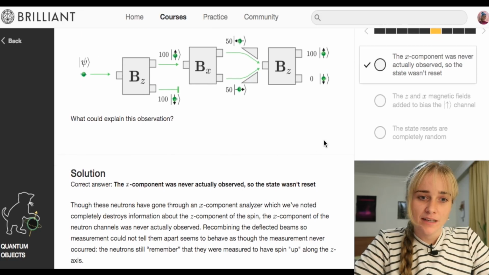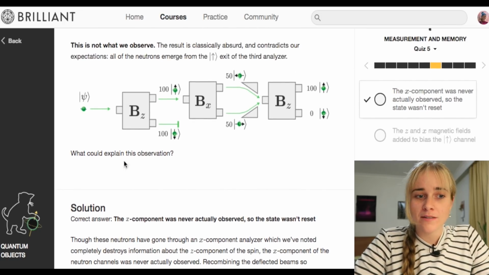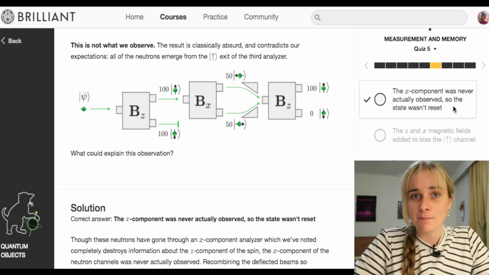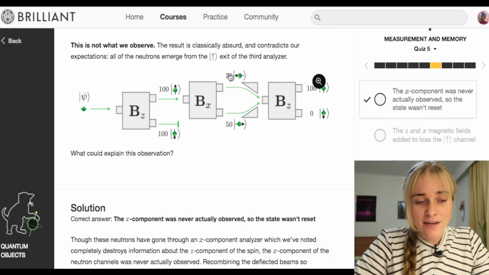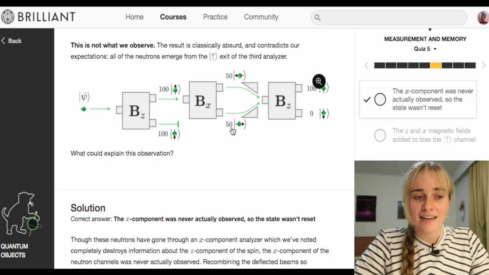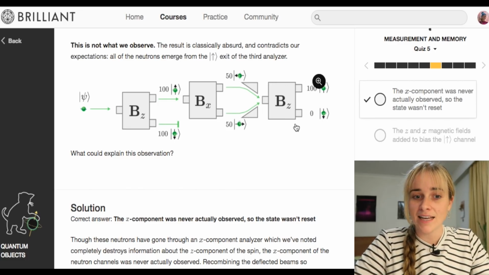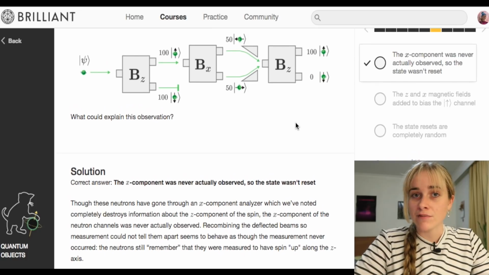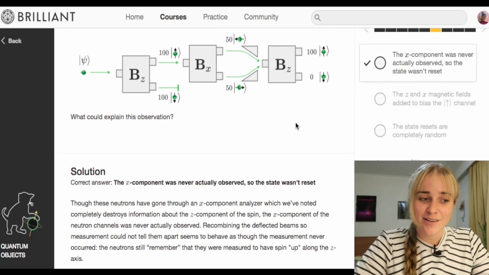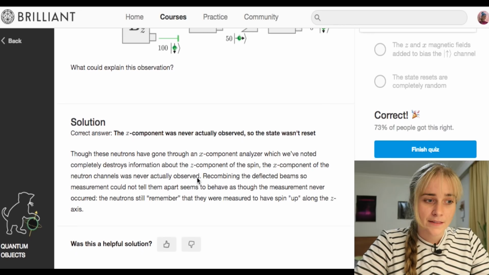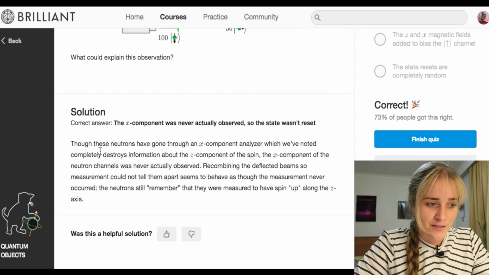So what has happened is that the X component was never actually observed, so the state wasn't reset. That means here, when we put in this X analyzer, because the data was arranged or set up such that it could not be observed, was rejumbled back into the third analyzer, the effect of resetting the quantum state did not happen. So let's see what they say in their words.